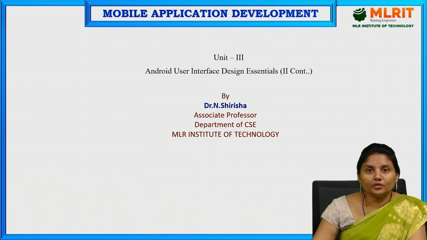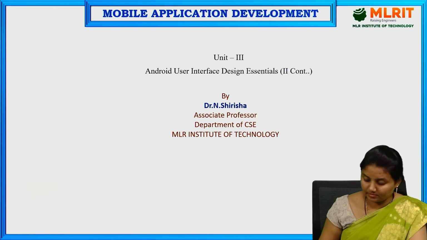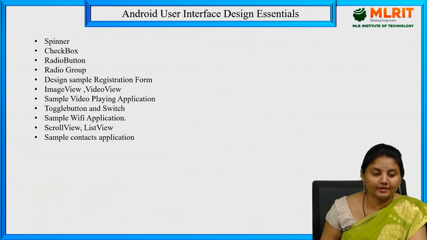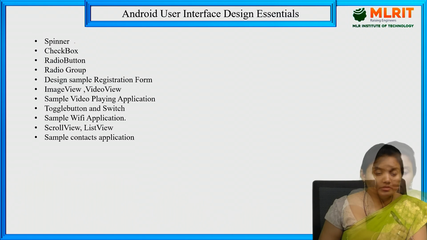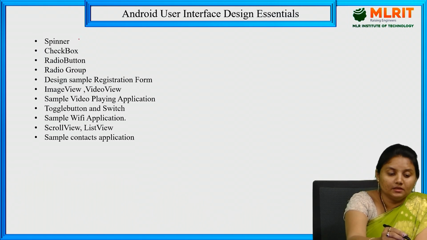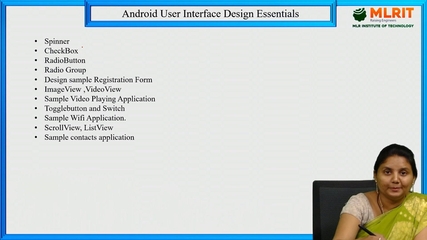So today we are going to see about Android User Interface Design Essentials. As we have covered a few topics from this, we are going to continue a few topics based on the design essentials in Android. So these are the topics we'll be covering in the next coming sessions. Spinner is just like a list view, like how the data can be listed. Number of items can be listed.